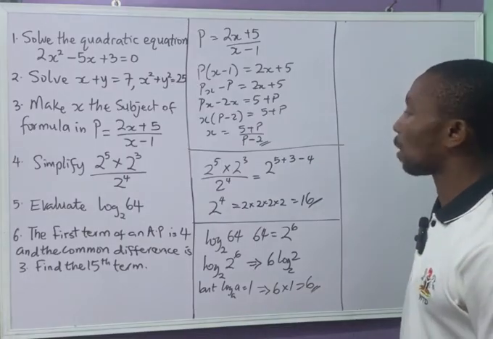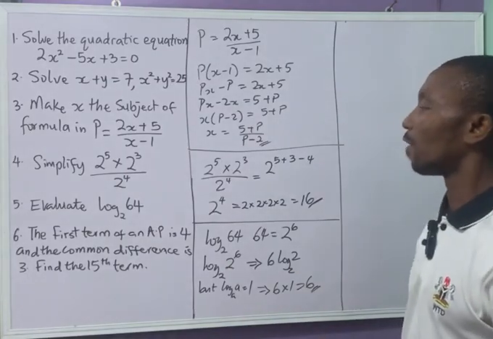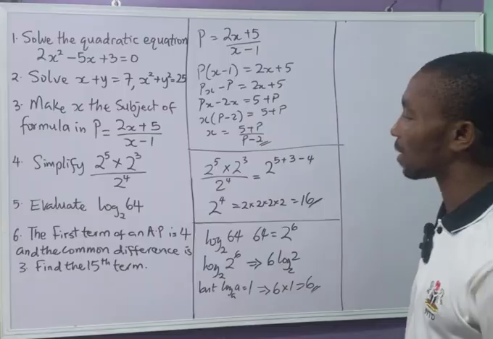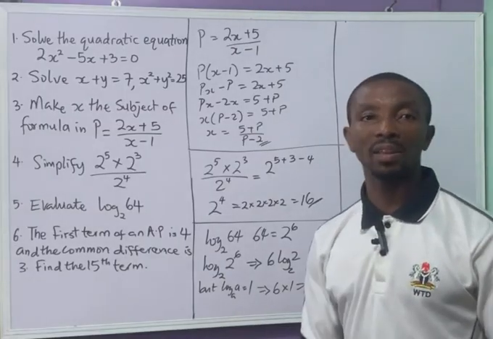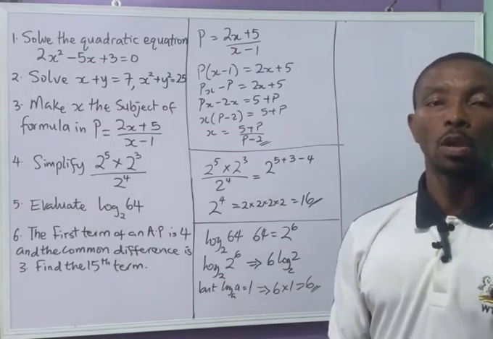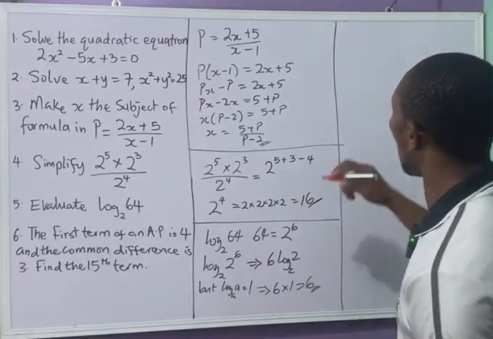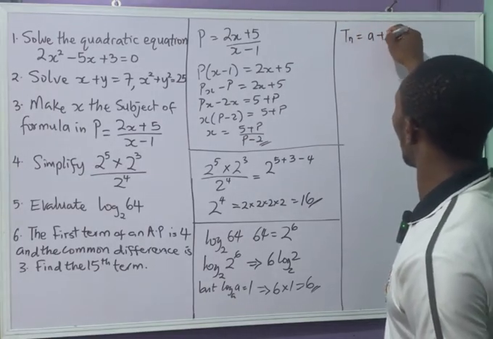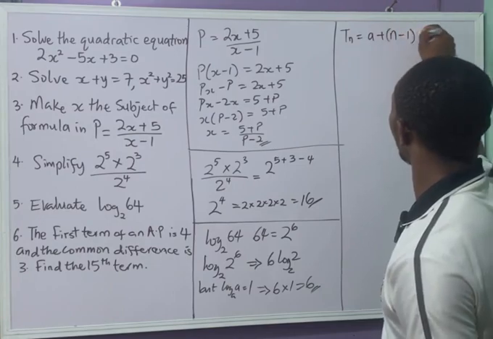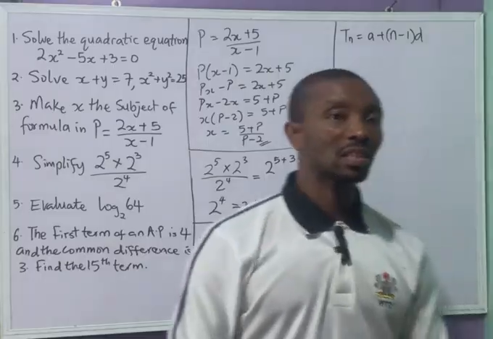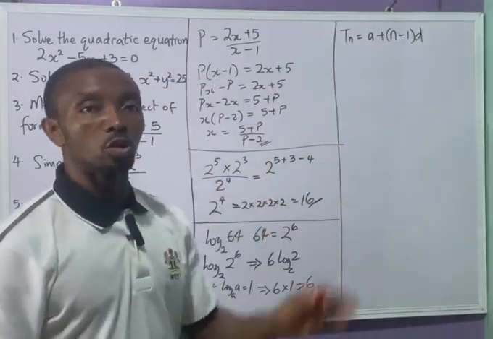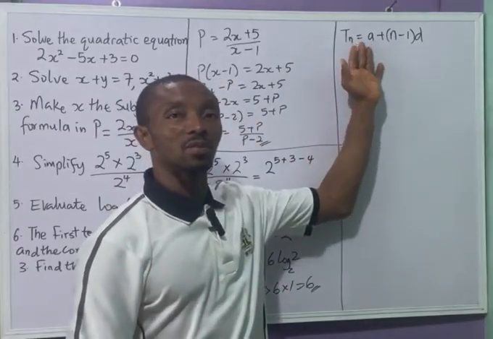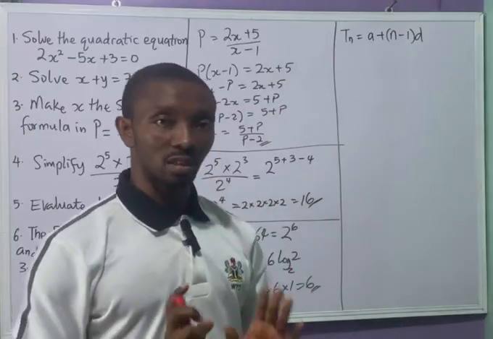Okay, now to our next question. It says the first term of an AP is 4 and the common difference is 3. We are asked to find the 15th term. Now, we know that the general formula for AP, unless otherwise stated, is Tn equals A plus n minus 1 D. That's the general formula for AP. So whichever AP question we are asked to solve, always remember this formula unless otherwise stated.